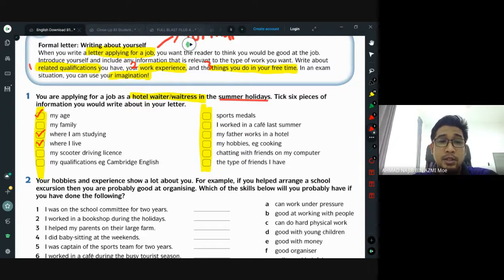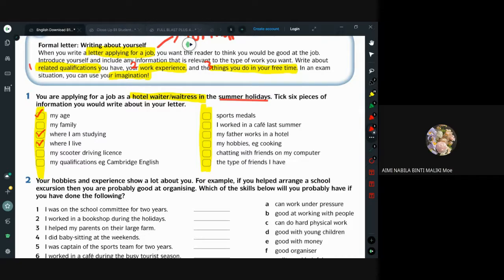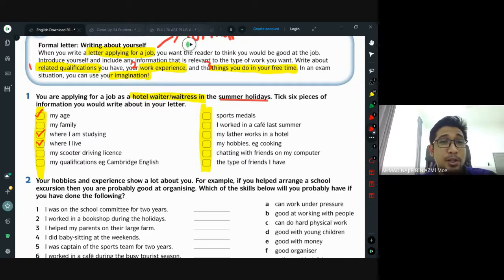Is it important? No. Okay. If you want to be a courier or a delivery person, like Foodpanda, that might be important, but not for a hotel waiter.